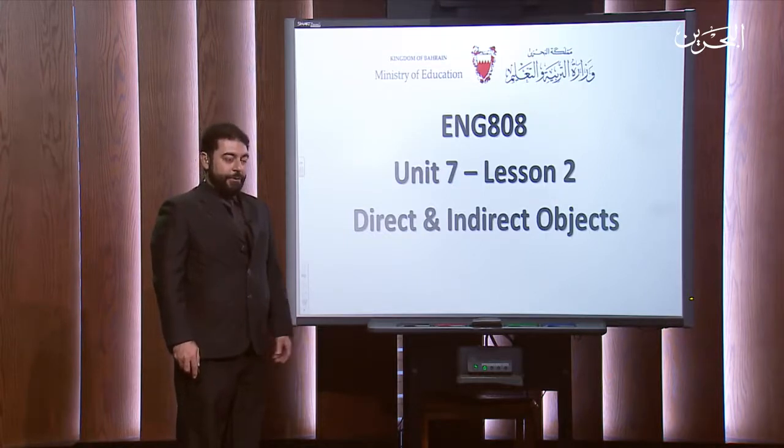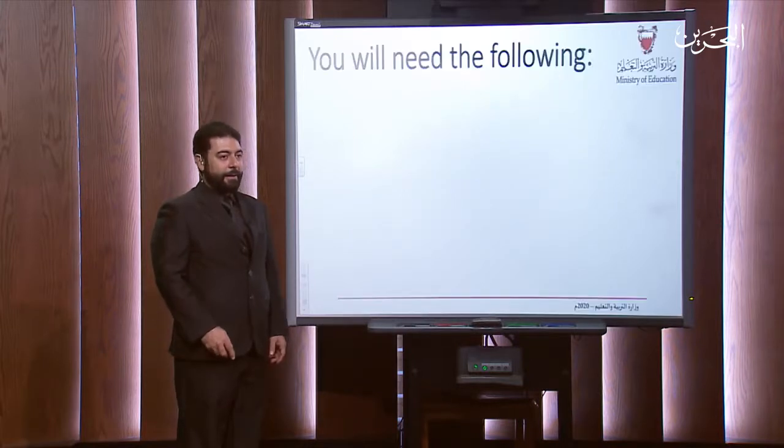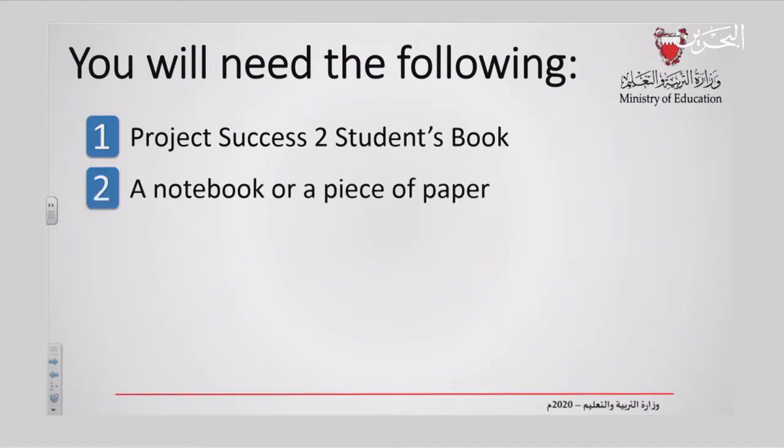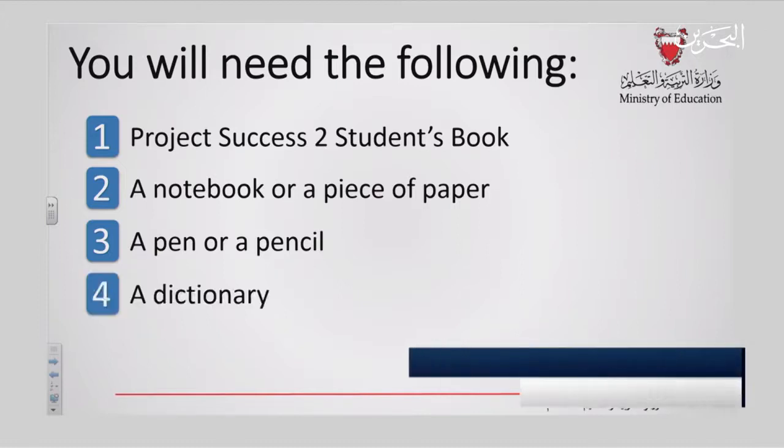In order for you to do the lesson well, you need the following. Number 1, Project Success student's book. Number 2, a notebook or a piece of paper. Number 3, a pen or a pencil. Number 4, a dictionary. All right.